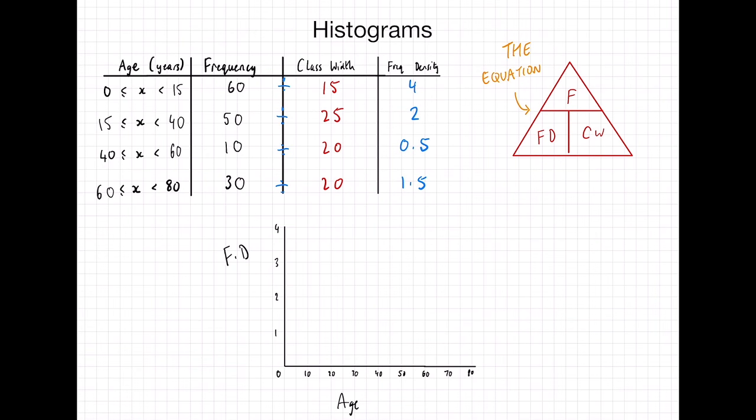So what you'll notice about this one is the bars aren't necessarily the same width. So we would take our 0 to 15 column and draw that up to the 4. So it would look a bit like that. Our next column is between 15 and 40, and that goes up to 2. And you continue to do this until you have a full histogram. So I've just added in those final 2 bars, and this is what your final thing should look like.